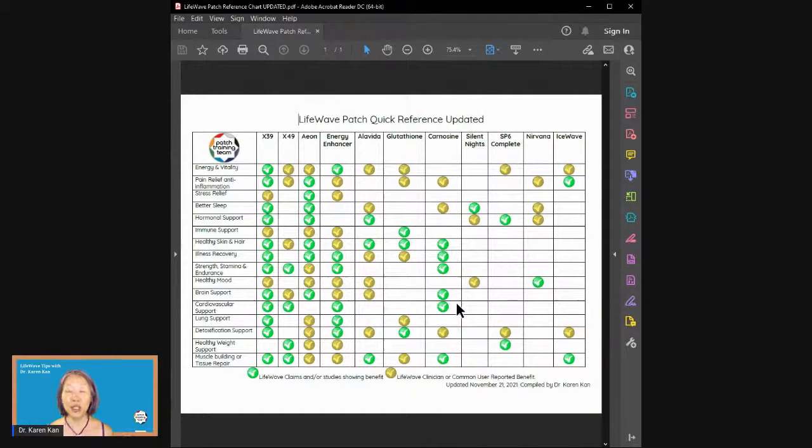Super, super simple. You don't have to make it really complicated. So basically with X39, X49 in particular, it's a single patch each, right? You can just put it where it hurts, where the problem is, or according to the brochure.